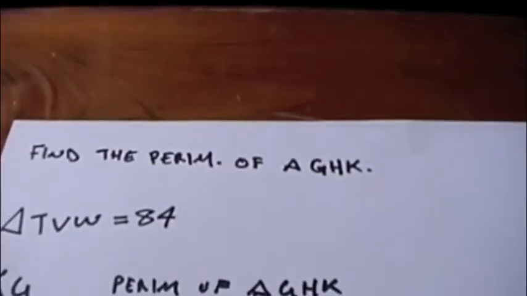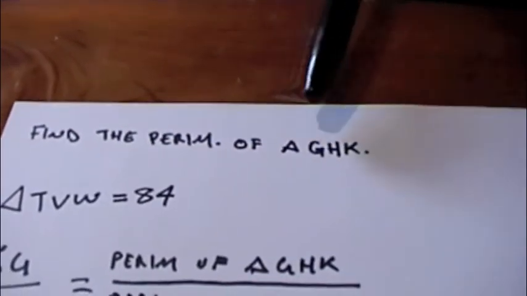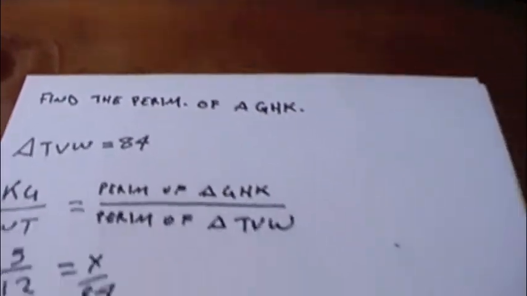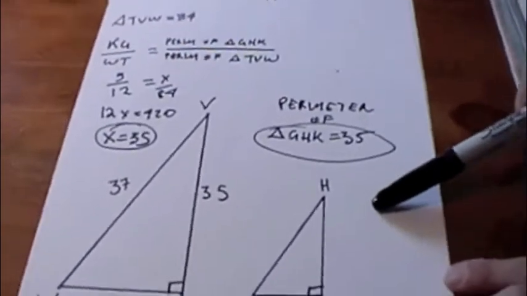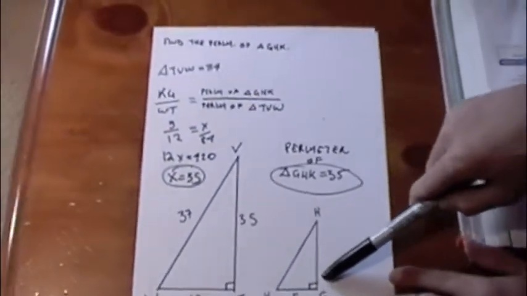Finally, we're at the last section, section 5, parts of similar triangles. Theorem 7.7 states that if two triangles are similar, then the perimeters are proportional to the measures of corresponding sides. This problem says to find the perimeter of triangle GHK. GHK only has the base, which is 5.